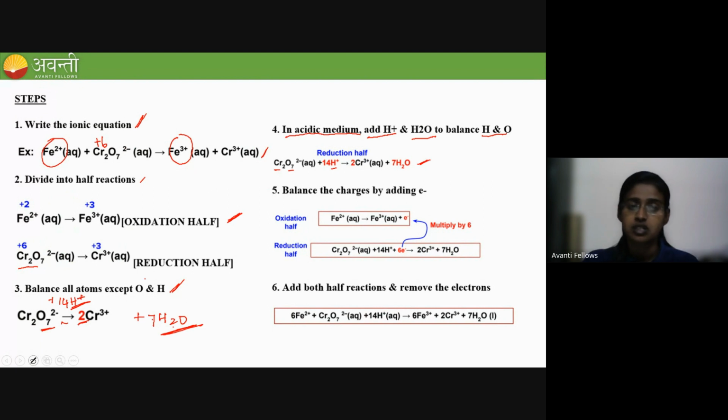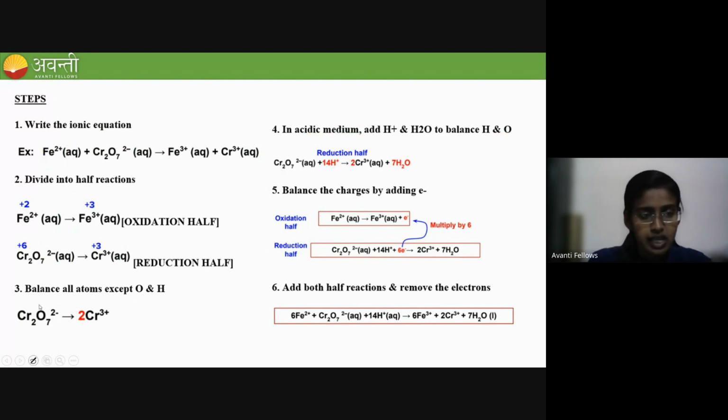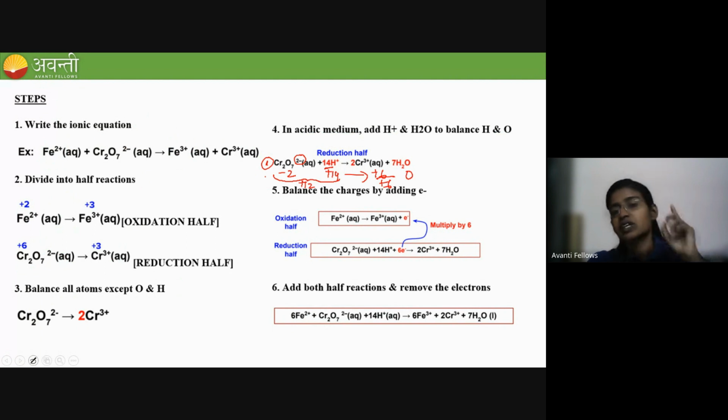So let me erase everything that is there on the slide so that you can see in a better way. Now let me calculate the charge. Take this reduction half reaction. 1 into minus 2 is minus 2. Here 14 into plus 1 is plus 14. In the right hand side, 2 into plus 3 is plus 6, and 7 into 0 is 0, neutral, so it is 0. Now in the left hand side, the total charge: 14 minus 2 is plus 12. The right hand side, I'm having plus 6.